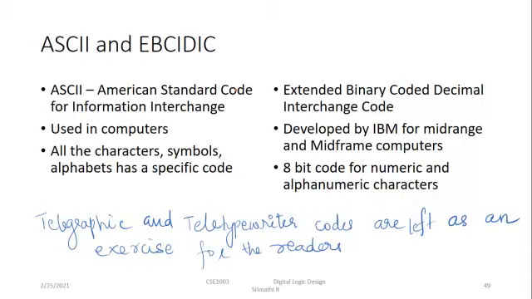So we have discussed R's complement and R minus 1's complement for both decimal and binary, and I have given a brief introduction about binary codes, namely weighted and non-weighted codes, and I said what error detecting and correcting codes are. I have left an exercise for you about the telegraphic and typewriter codes.